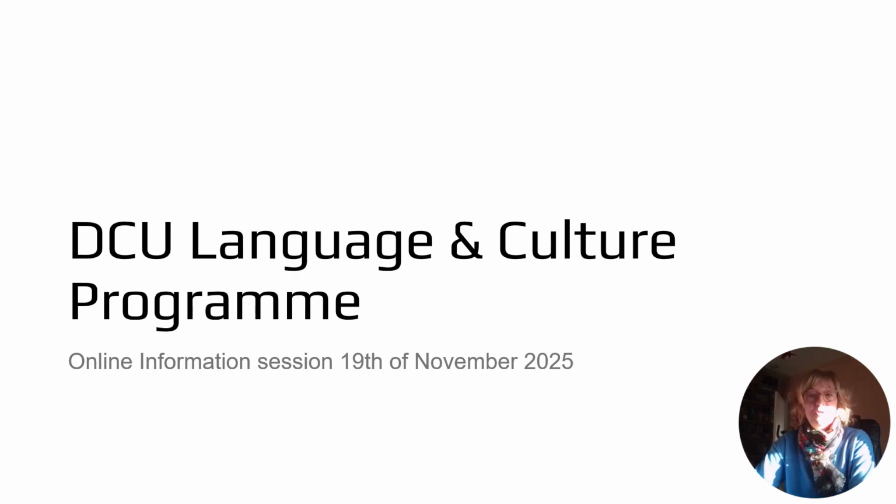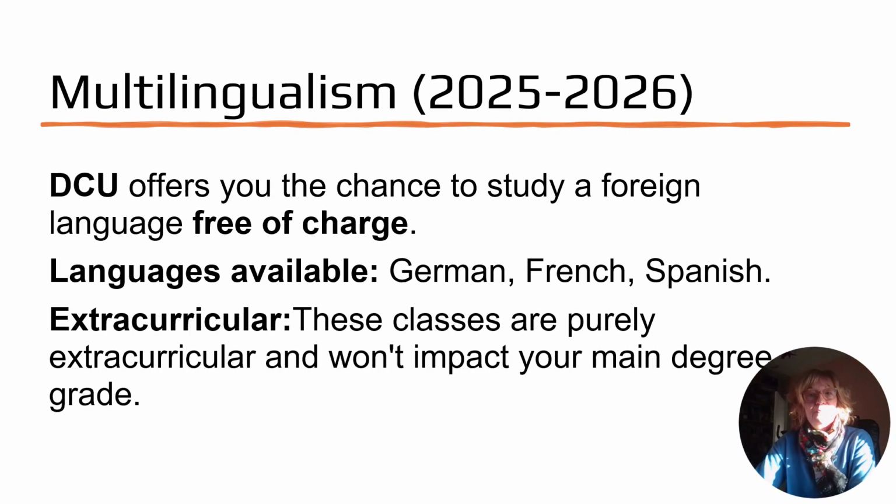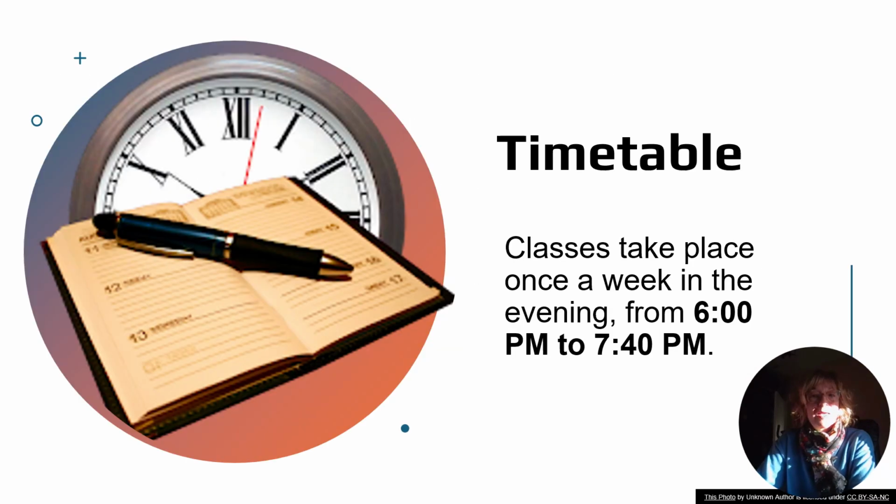Hi everyone, I'm going to talk to you about the Language and Culture program and the languages that you can study in semester 2. This program unofficially is called Multilingualism, in which DCU offers you the chance to study a foreign language free of charge. You can study 3 languages, German, French, and Spanish, and these classes are completely extracurricular, meaning that they are not part of your main degree of studies.